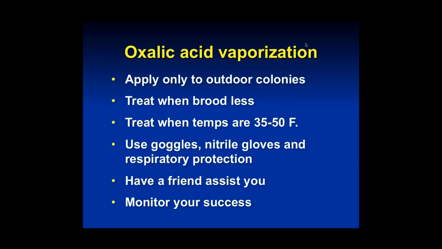Oxalic acid vaporizations. Apply it only to outdoor colonies. Treat when they're broodless if you can, or make them artificially broodless. Treat when temperatures are 35 to 50 Fahrenheit. Use goggles, nitrile gloves, and respiratory protection. Have a friend assist you. Beekeeping's more fun with a buddy, and when you're going out to do these treatments, have someone go with you. And then monitor your success by checking the bees before you treat and after with the sugar roll technique to know how you've done.